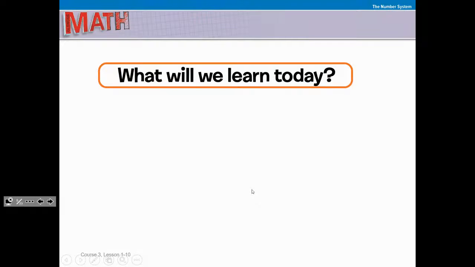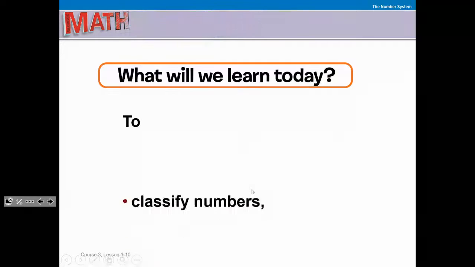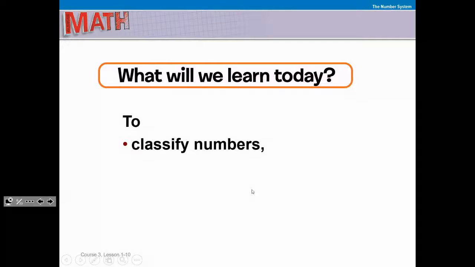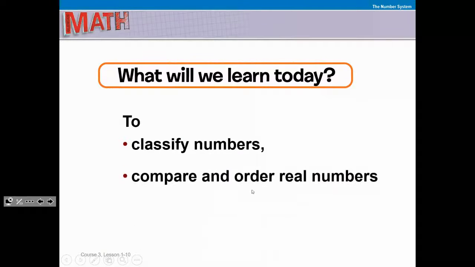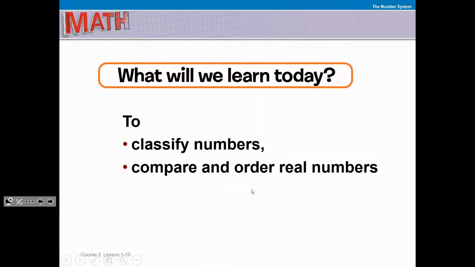Those are for me to make sure that I am instructing you on what you need to know. Today, we will classify numbers. We're going to put them into their categories of what types of numbers they are, and we're going to compare and order real numbers.